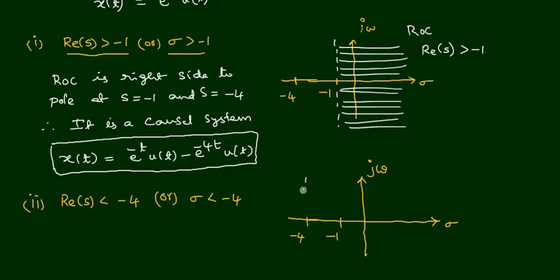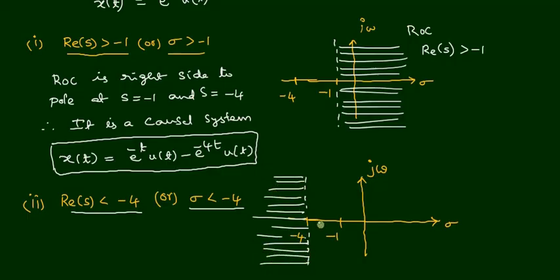At minus 4 you draw a dotted vertical line like this. The condition is given as less than minus 4, so less than minus 4 means it is left side of this. So you draw the lines like this. This indicates the ROC.